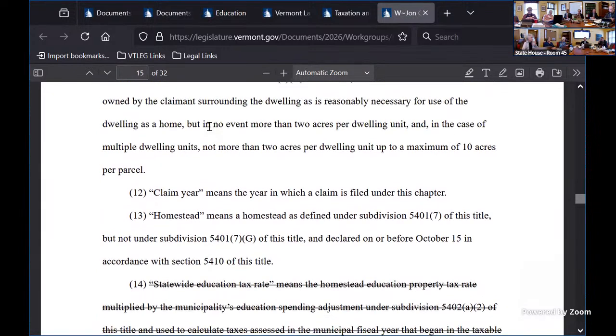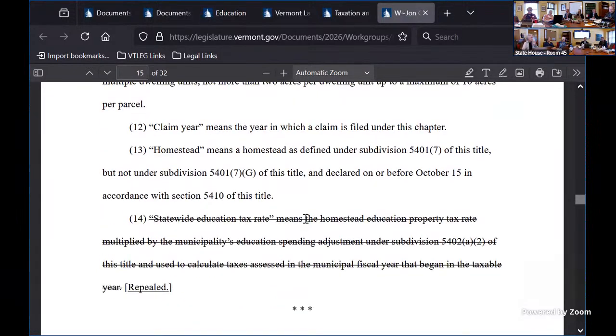Claim year is the year in which your claim is filed. I'll call out that the taxable year is the preceding year. It's the year preceding the year in which you filed your claim.